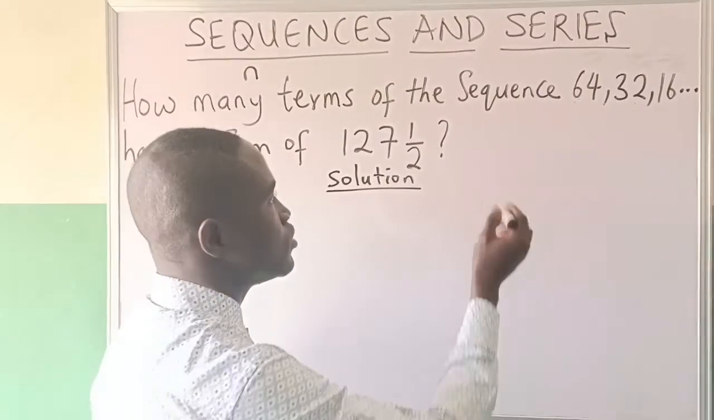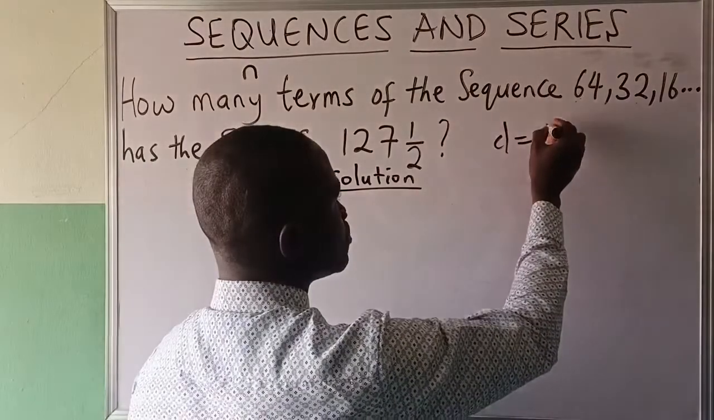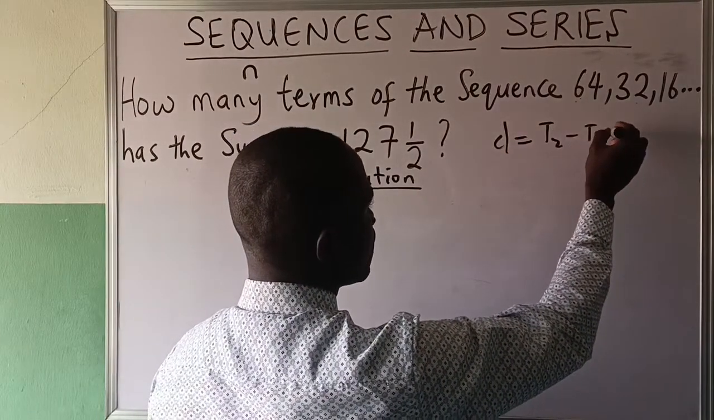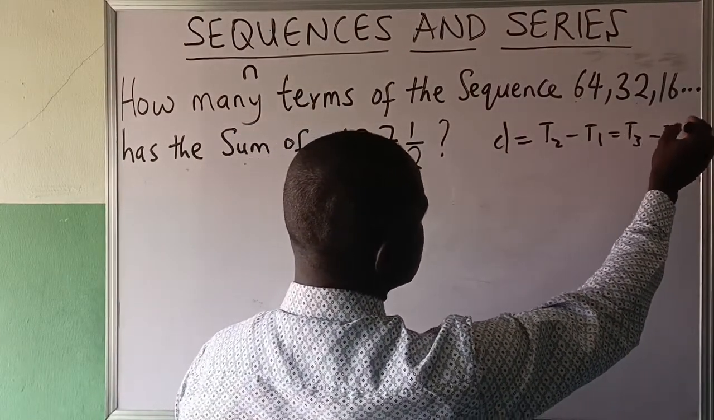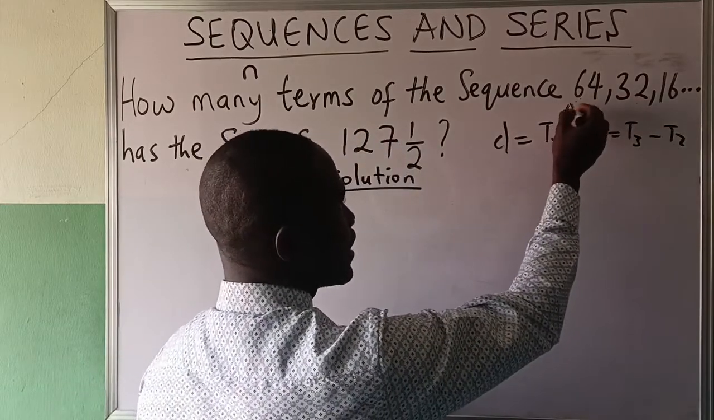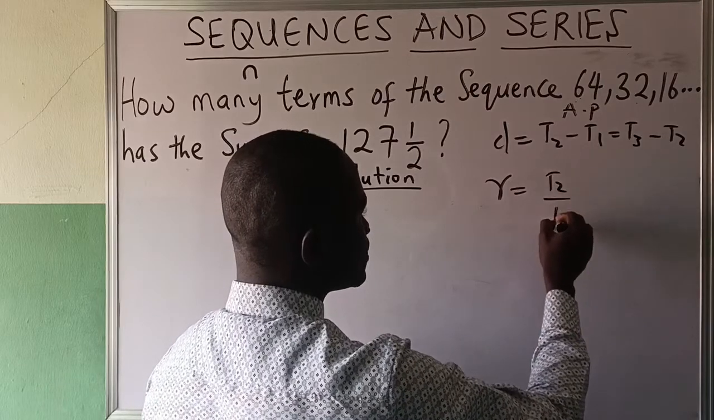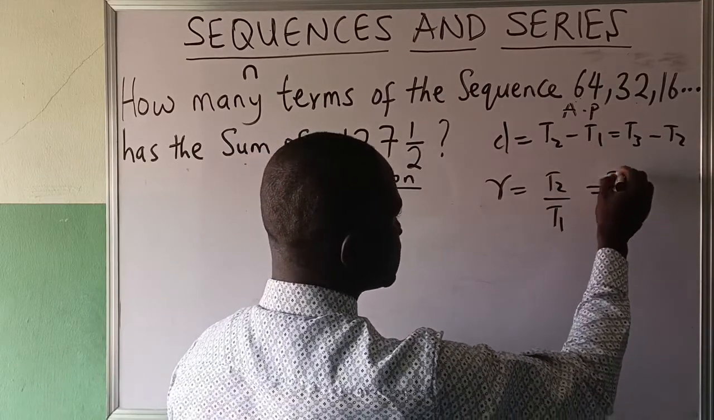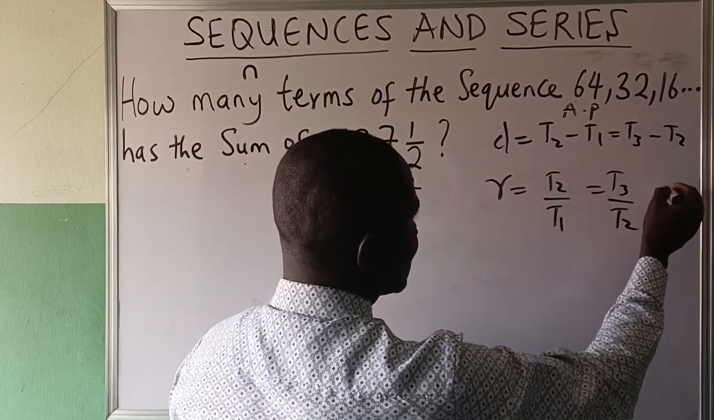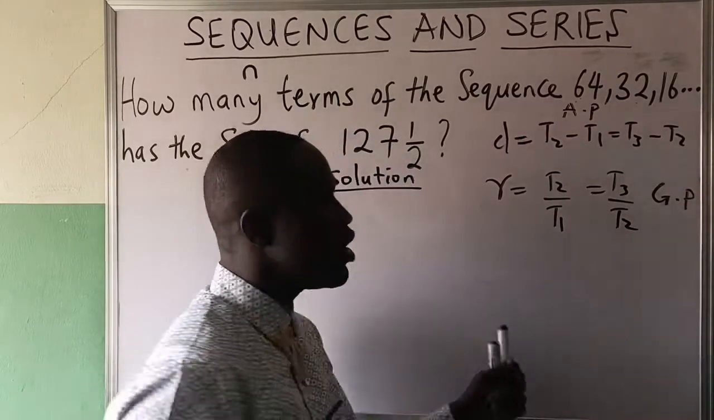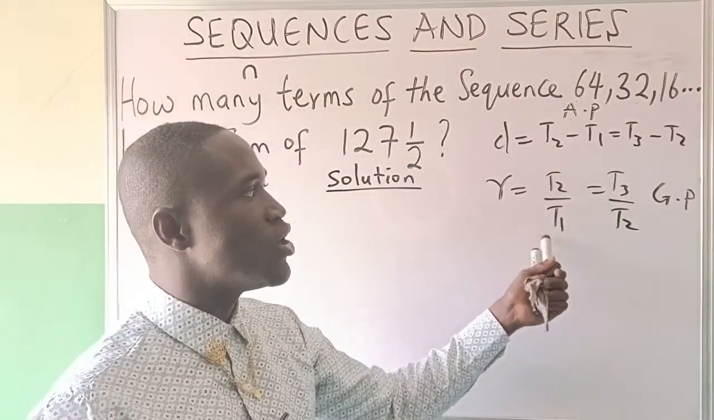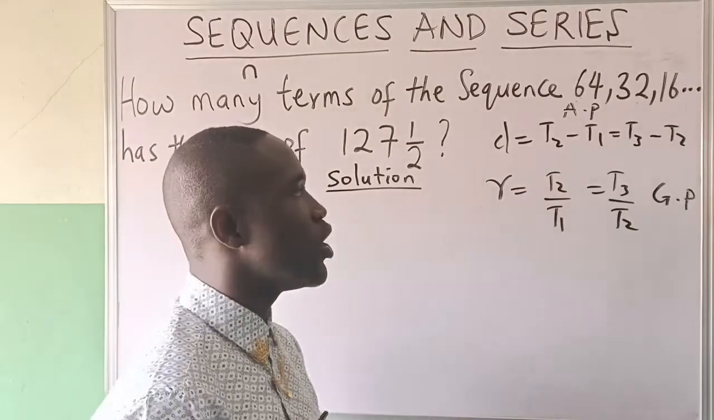How do you know? d equals t2 minus t1 equals t3 minus t2. That is for AP, arithmetic progression. Or r equals t2 over t1 equals t3 over t2. That is for GP. Once it satisfies any of these, you know where it belongs.